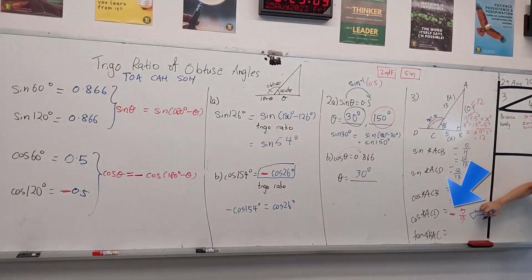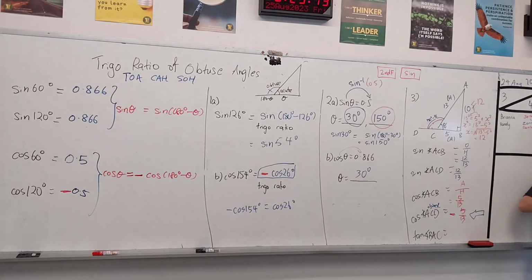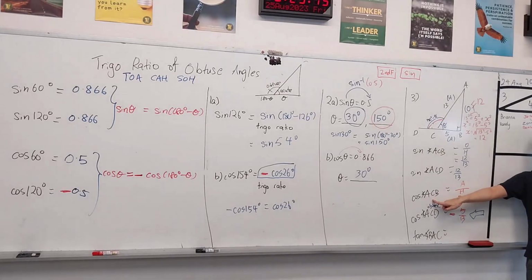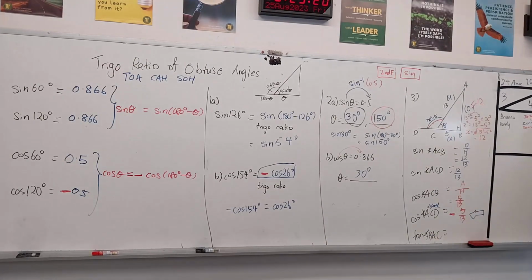To find the cosine of the obtuse, you just find the cosine of the acute. But what must you do? Add a negative. That's all for today's lesson.